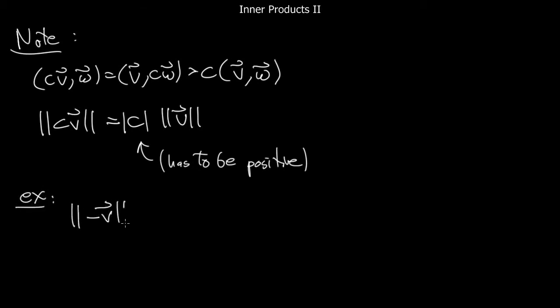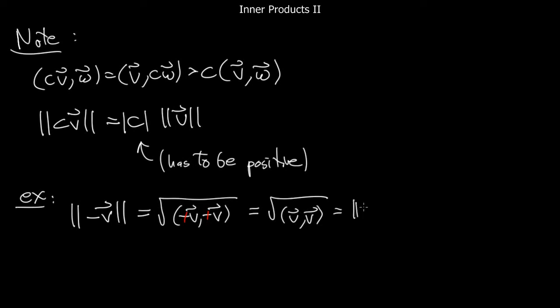So let's just see. For example, if you take the length of minus v, what do you get? Well, it's the square root of minus v inner producted with minus v, and the two minuses pull out and cancel to give plus, right? So you can just cancel them, and that's the same thing as the square root of the inner product of v with v, which is the length of v. So the minus 1 pulls out with an absolute value of minus 1, which is 1.